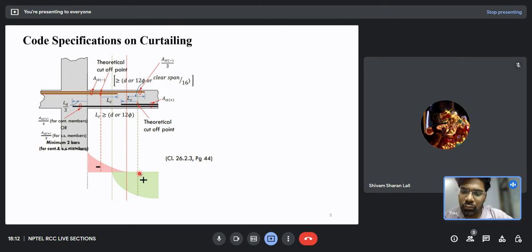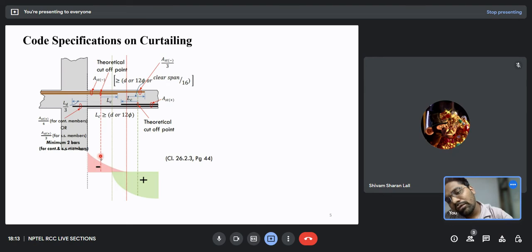And when I talk about the positive reinforcement, the point of zero bending moment is at this point, and the theoretical cutoff point is at this place. Okay, so I hope now you are able to distinguish between these four lines. Two of these lines are for zero bending moment, and two of these lines are the theoretical cutoff points. Fine. Now let's see how to provide the curtailment of bars.